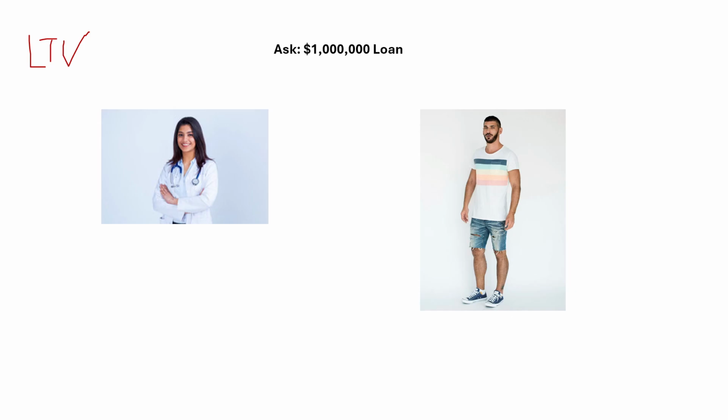Okay, so on the left you have a doctor, and on the right you have some average Joe, average schmuck, with t-shirts and jean shorts. They both want to ask you for a $1 million loan. This is a really interesting analogy to talk about loan to value.